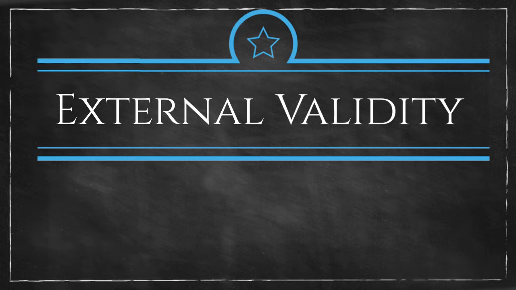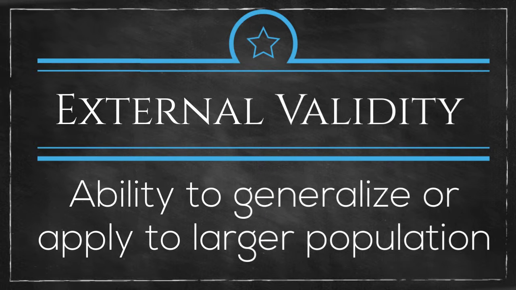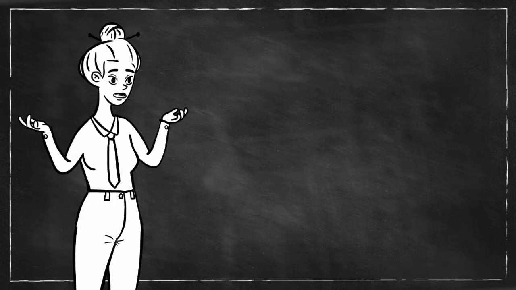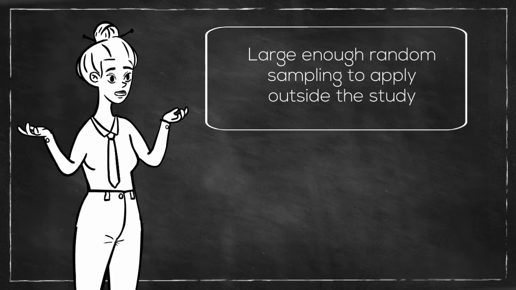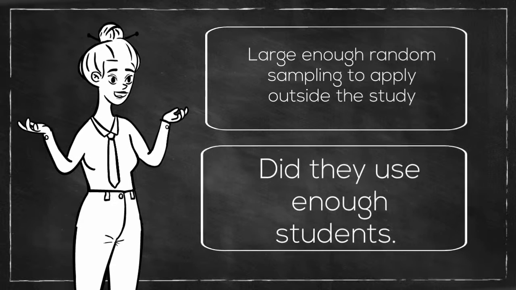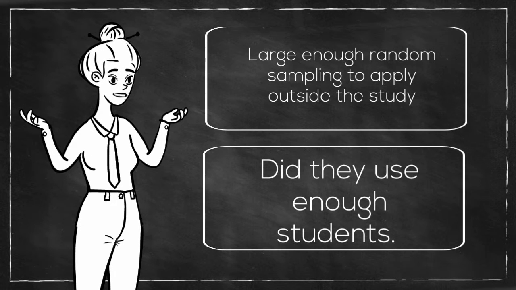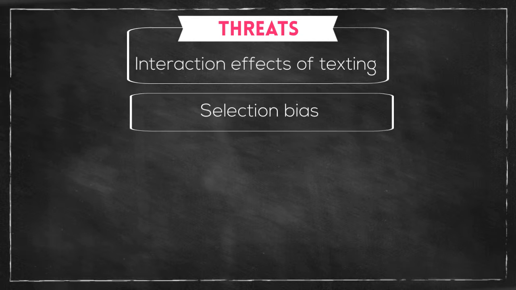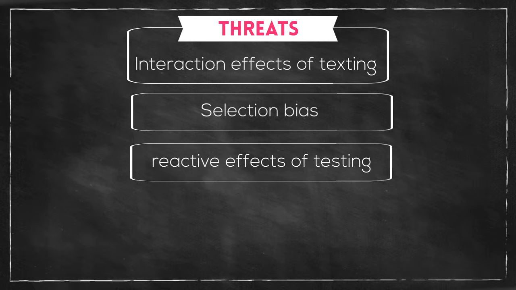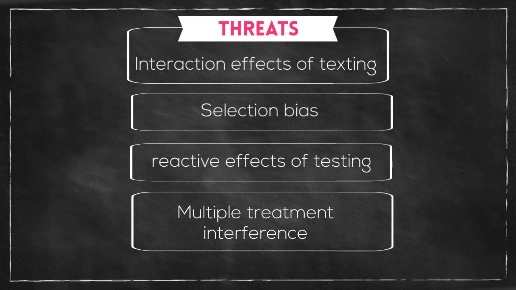There's external validity, which refers to the ability to generalize or apply to other members of a larger population being studied. In our example, making sure there was a large enough random sampling to allow it to apply outside the study. In simple words, did they use enough students? Threats to our external validity are interaction effects of testing, selection bias, reactive effects of experimental testing, and multiple treatment interference.